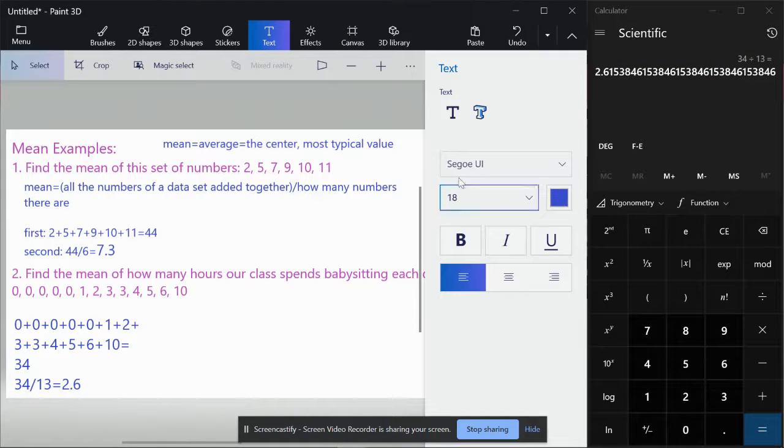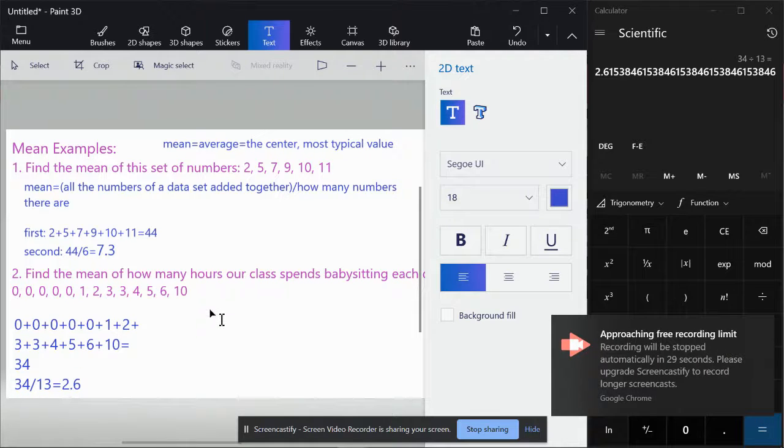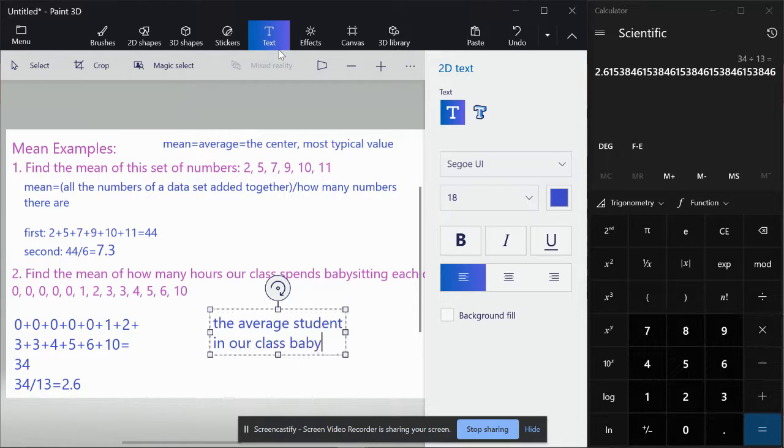So what this means is that the average student in our class babysits 2.6 hours per day. That is the average, or the mean, of our numbers. So we'll have you do some practice problems, but hopefully that gives a good start.